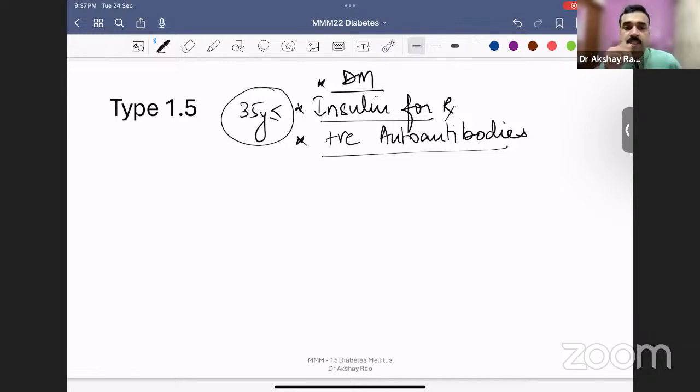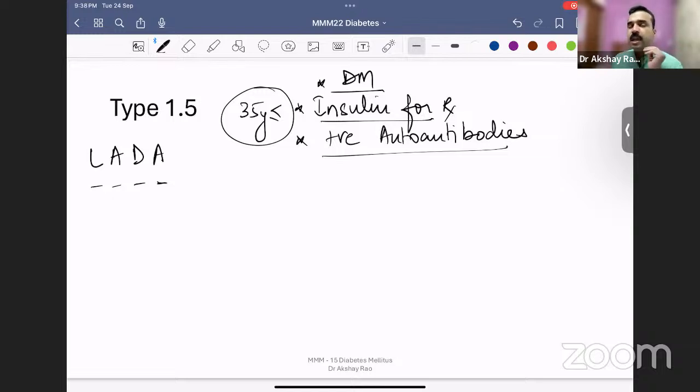I'll tell you practically what happens in these patients. They're also called latent autoimmune diabetes in adults. That's why it's called LADA, the other name for type 1.5 diabetes, latent autoimmune diabetes in adults. So when do you suspect this?